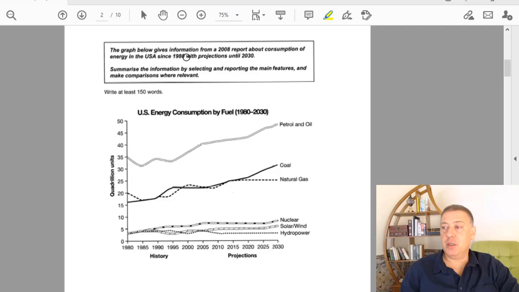So our introduction: the graph below gives information from a 2008 report about the consumption of energy in the USA since 1980 with projections until 2030. It's quite common that everything in the graph took place in the past, with no projections for the future. But these 2 examples have projections for the future. So again, that's something you need to think about in terms of the language you use and possibly how you organize.